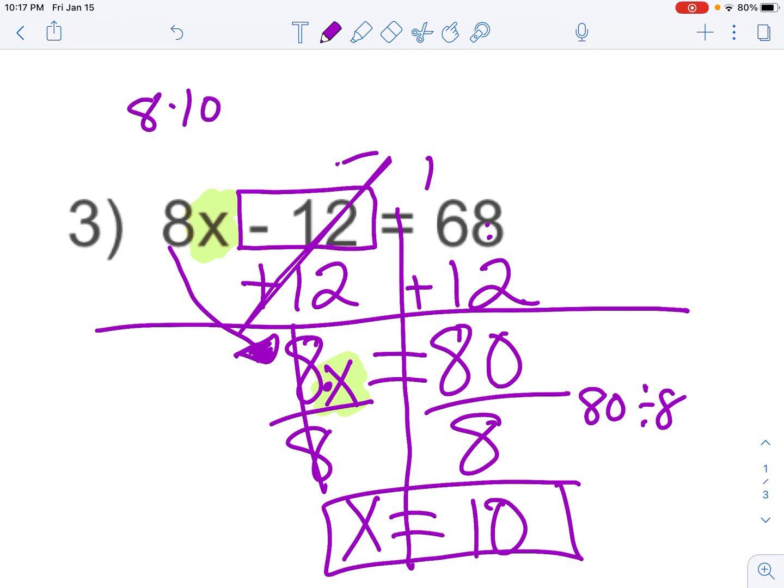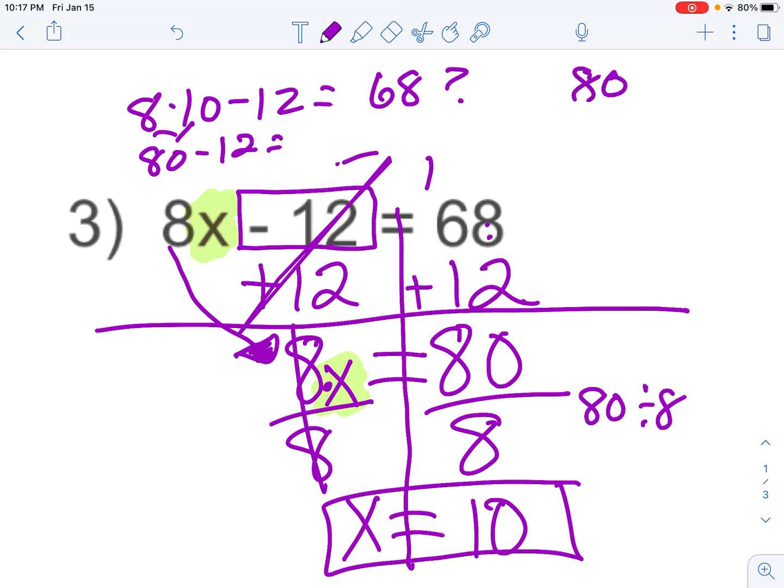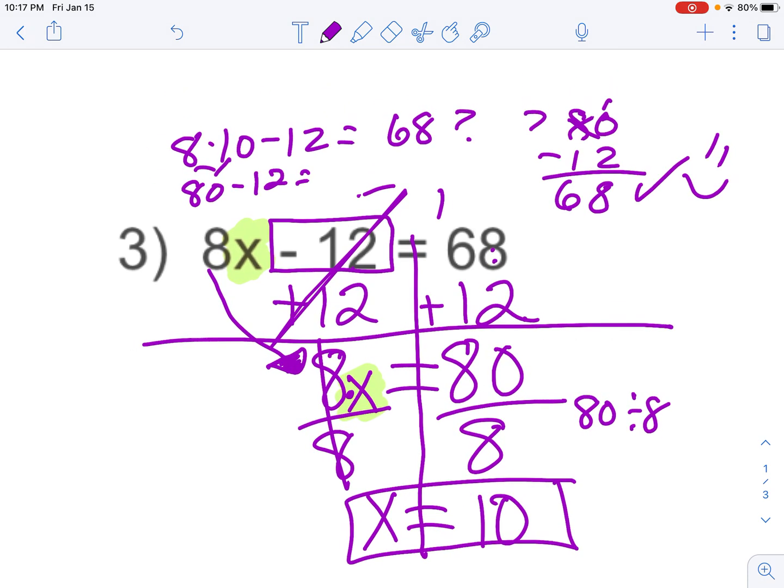8 times 10 minus 12 equals 68. 8 times 10 is 80. 80 minus 12, I can check that in a calculator, or I can write it right here. Yep, that checks out. Okay.